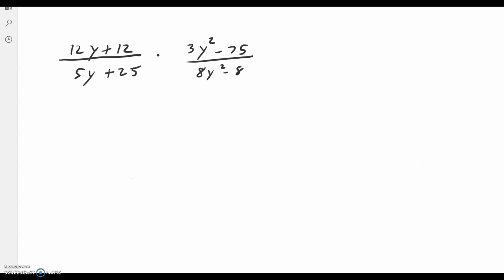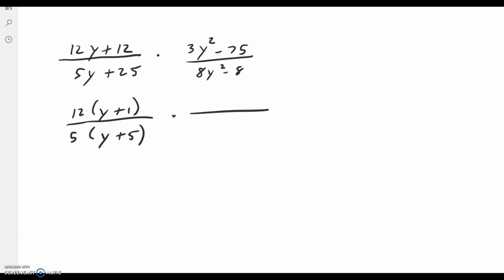In the last problem we had a division, so we multiplied by the reciprocal of the second fraction. This time we have a multiplication. We're going to follow the same plan. Factor everything, cancel like factors, and be done. So this first numerator, a 12 factors out. That's about all we can do. In the first denominator, a 5 factors out. And that's about all we can do.